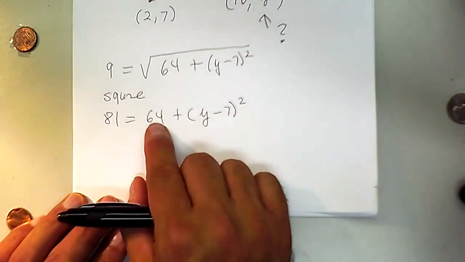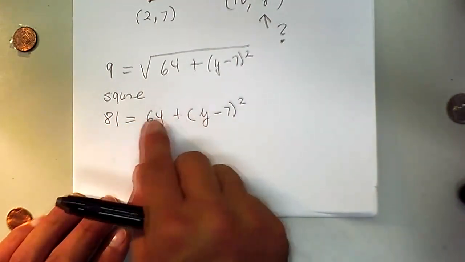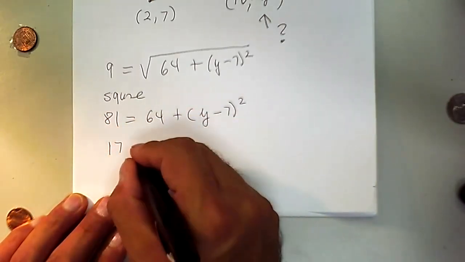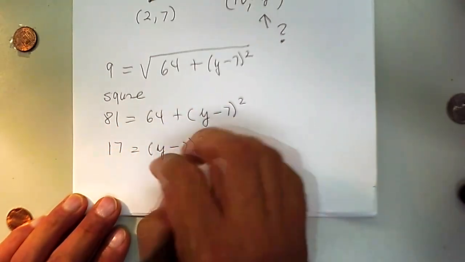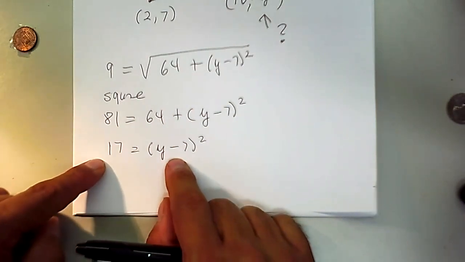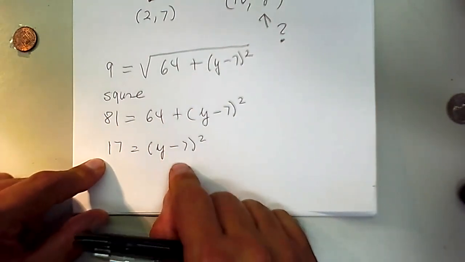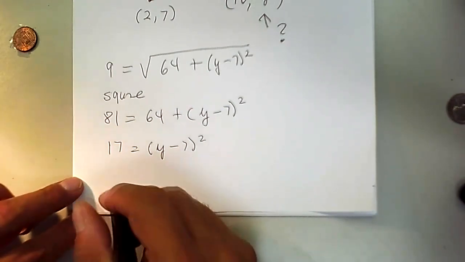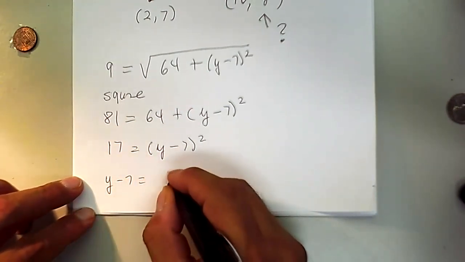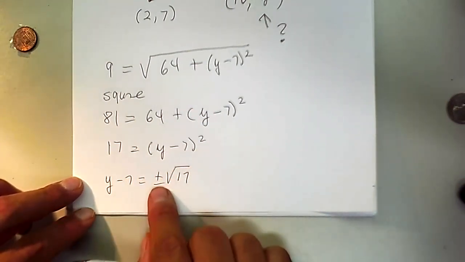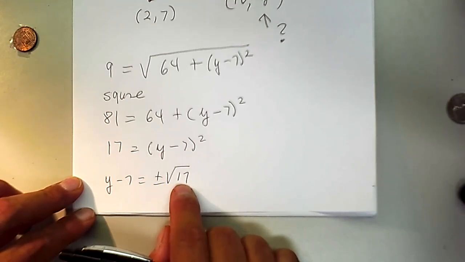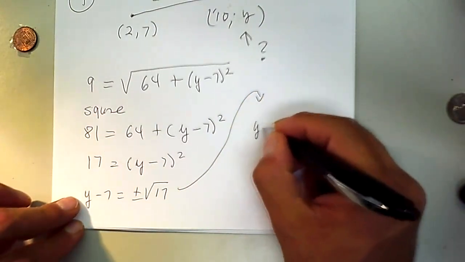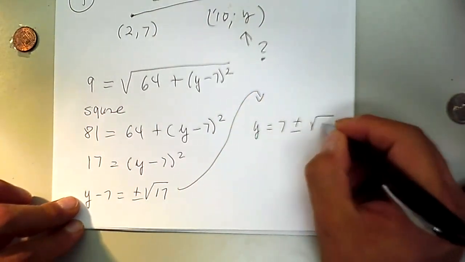Okay, subtract the 64 from both sides of the equation. So 11 minus 4, 7. 7 minus 6, 1. So we have that y minus 7 squared is 17. Now let's take the square root on both sides. If we're solving an equation and we're taking the square root on both sides, invariably, we have two possibilities. y minus 7 could be square root of 17 or minus square root of 17. Add the 7. So y would have to be 7 plus or minus the square root of 17.